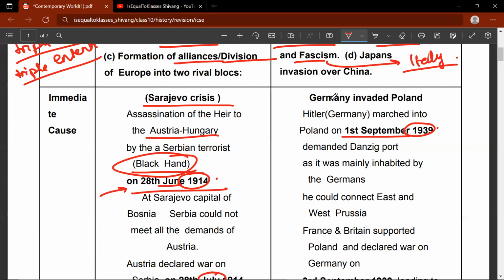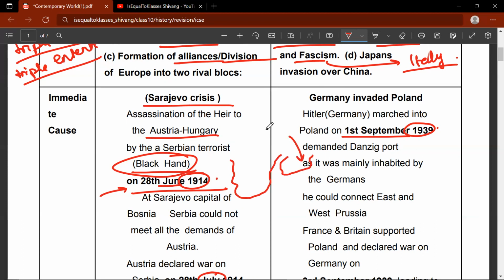But that's for another subject. Hitler demanded the Danzig port as it was mainly inhabited by Germans. He could connect East and West Prussia. So basically, Germany after World War I and between the two wars looked something like this, maybe a very bad representation, but it looks something like this.